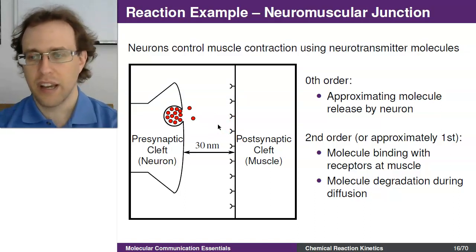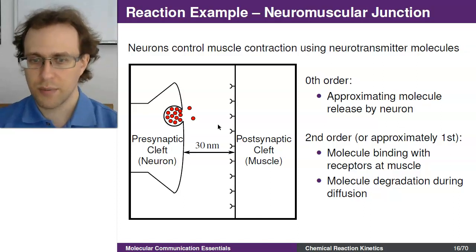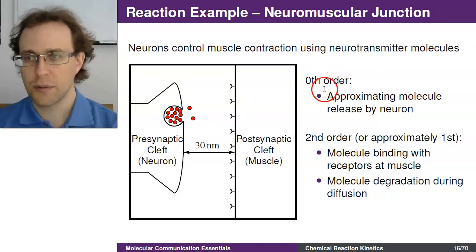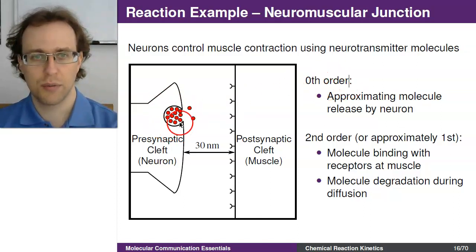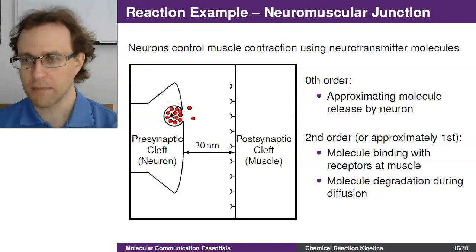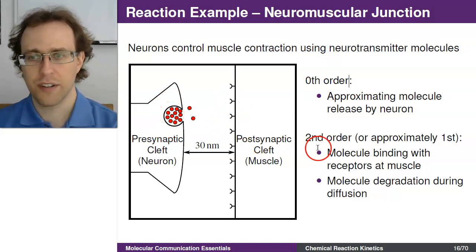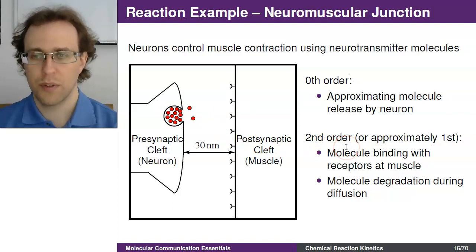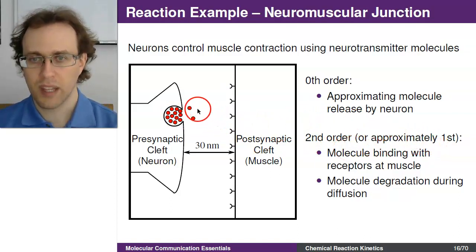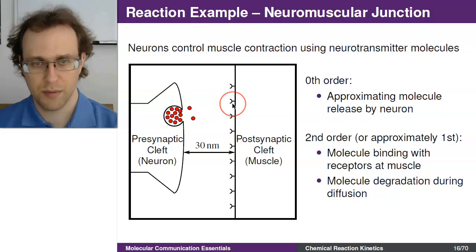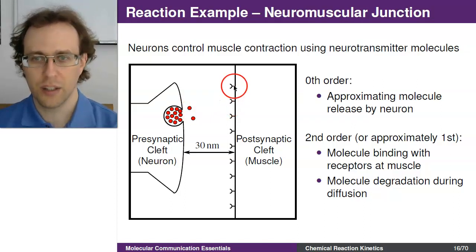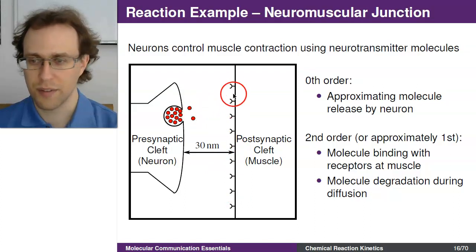So to apply the elementary reactions that we've discussed, we have 0th order. This can be used to approximate the molecule release by the neuron. The reactions that are 2nd order, but which we could also approximate with 1st order reactions, include these molecules binding to receptors. So we have a diffusing molecule, and we have a receptor. This would be a 2nd order reaction, but we can also approximate it as a 1st order reaction by treating it as a molecule just hitting a surface.